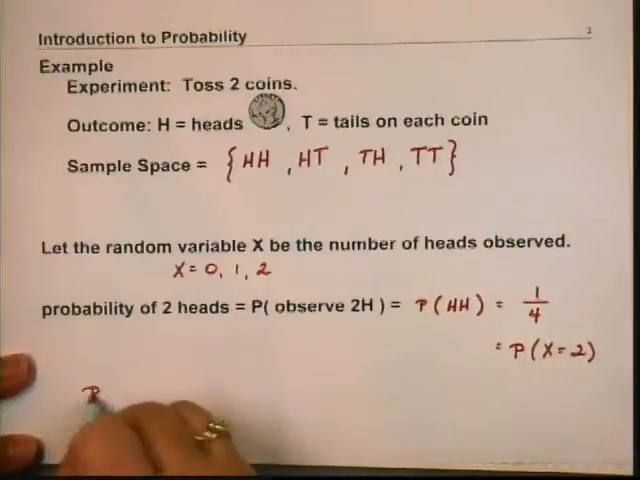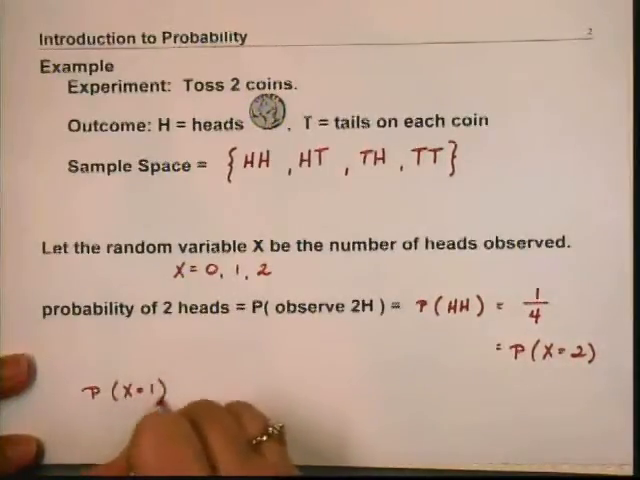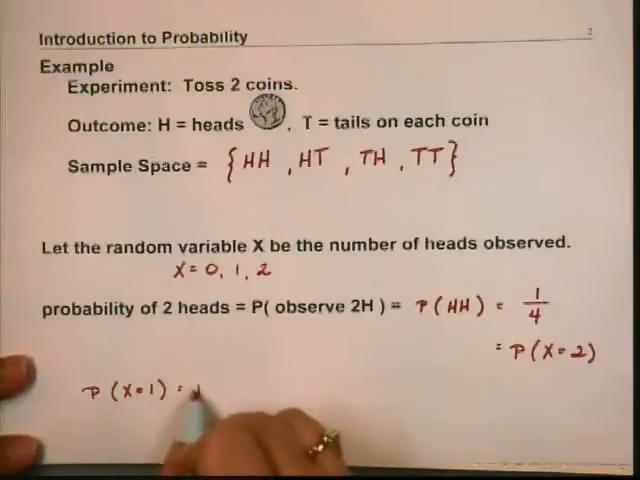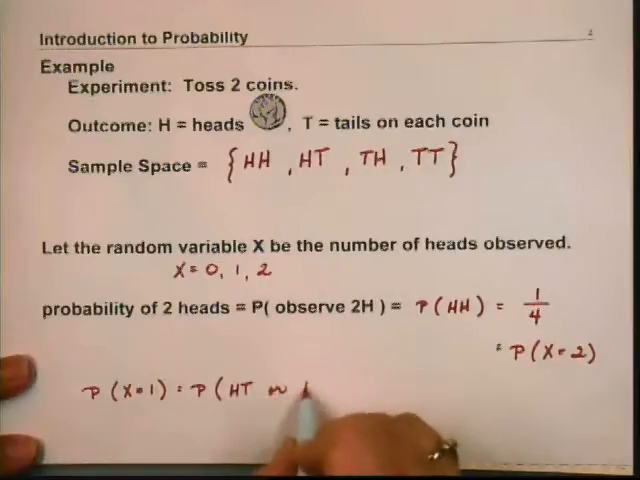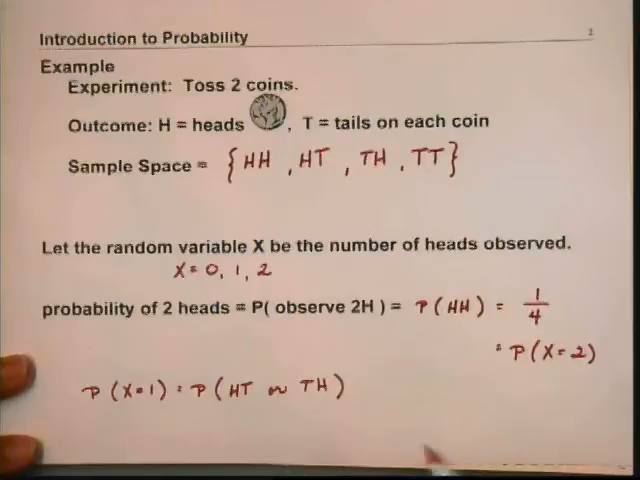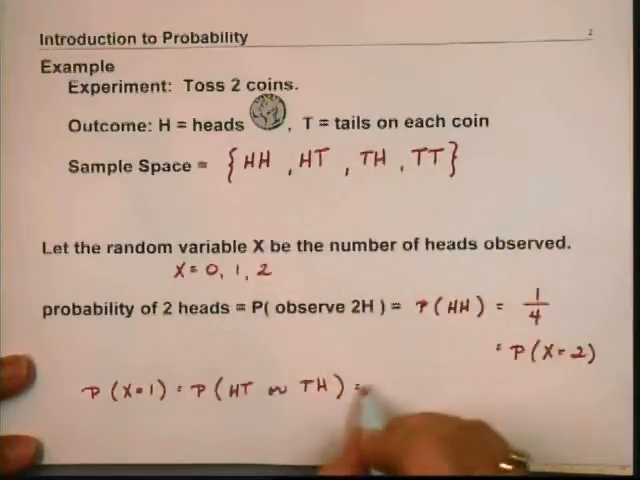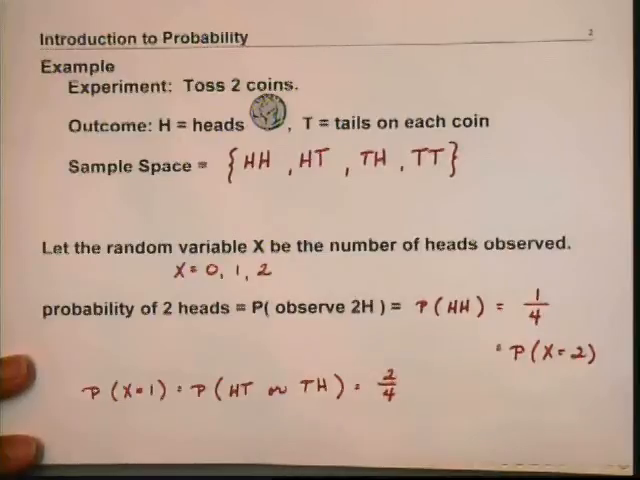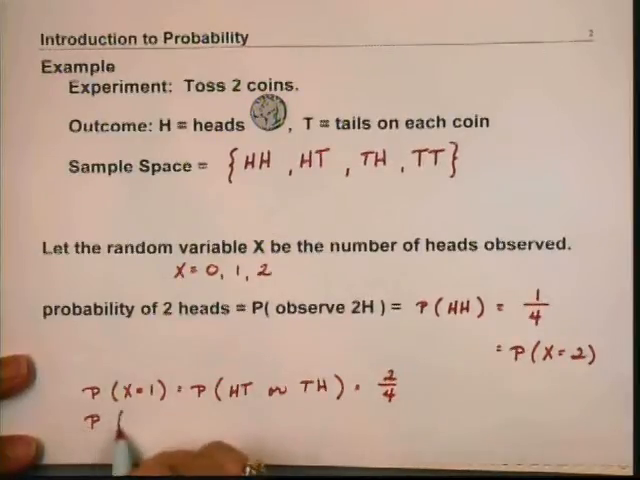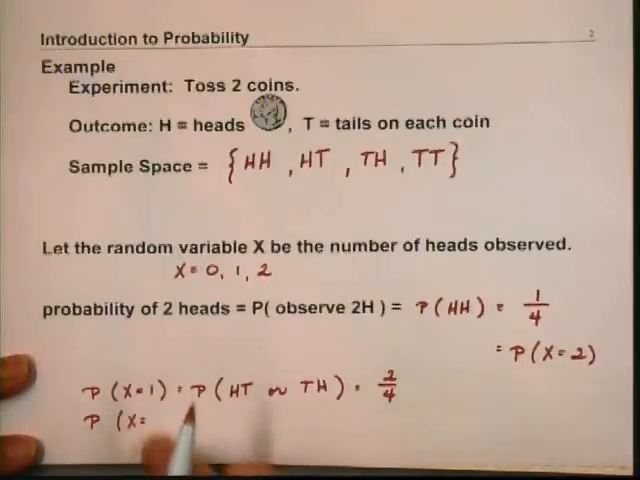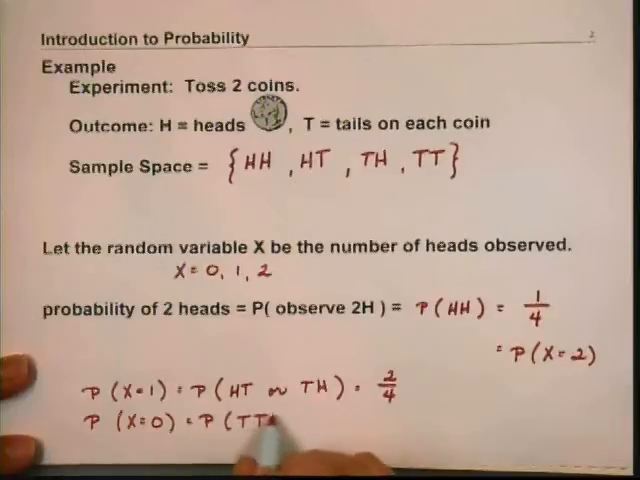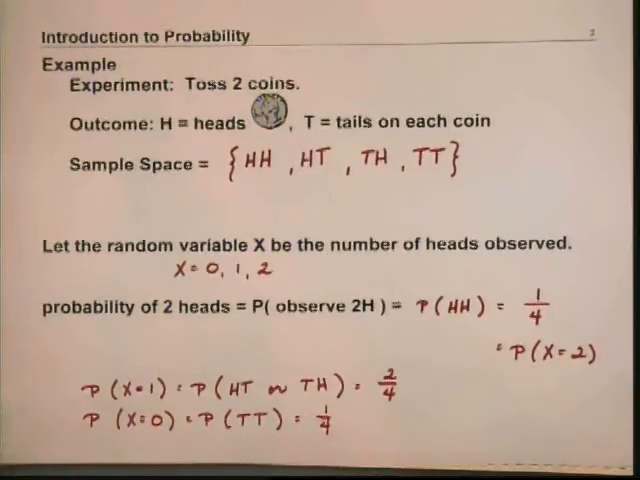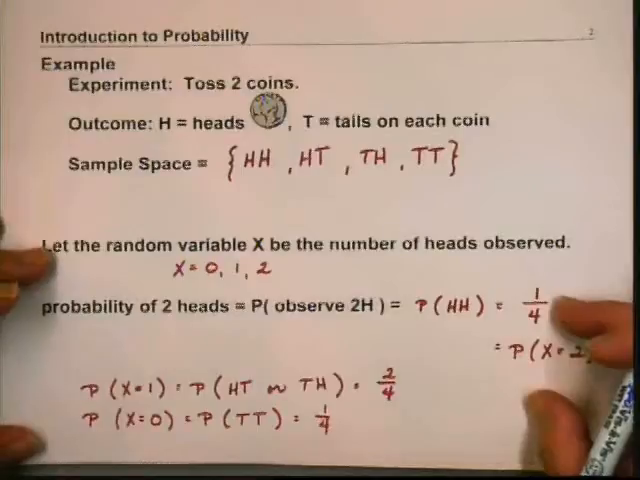Now if we wanted to know the probability that x equals 1, in terms of sample outcomes, that would be the probability of head tail or tail head. So there are two different possibilities out of the 4 possible outcomes. And finally, the probability that x equals 0. That would be the probability of observing tail on the first, tail on the second. That happens one way out of 4. I know this is simple, but it just illustrates a couple of concepts for us.